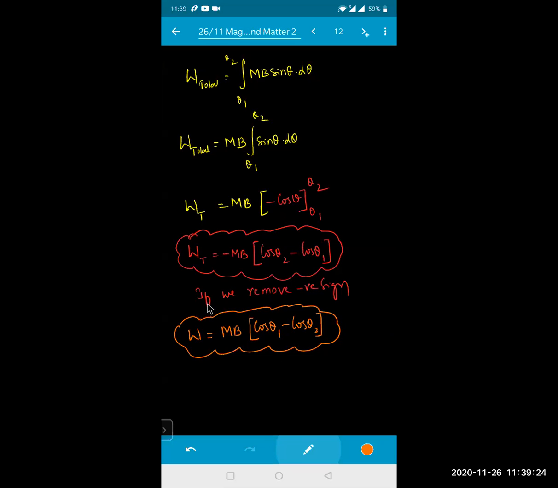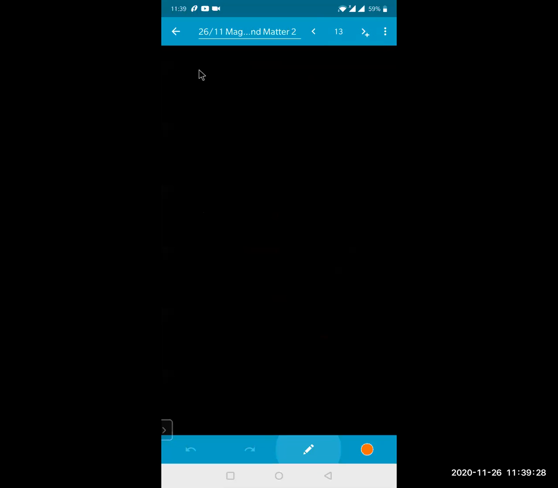Clear? Then what will be the energy? Delta U is equal to minus mB into cos theta 2 minus cos theta 1. That means the energy at theta 2 minus the energy at theta 1 is equal to minus mB into (cos theta 2 minus cos theta 1). Isn't it?